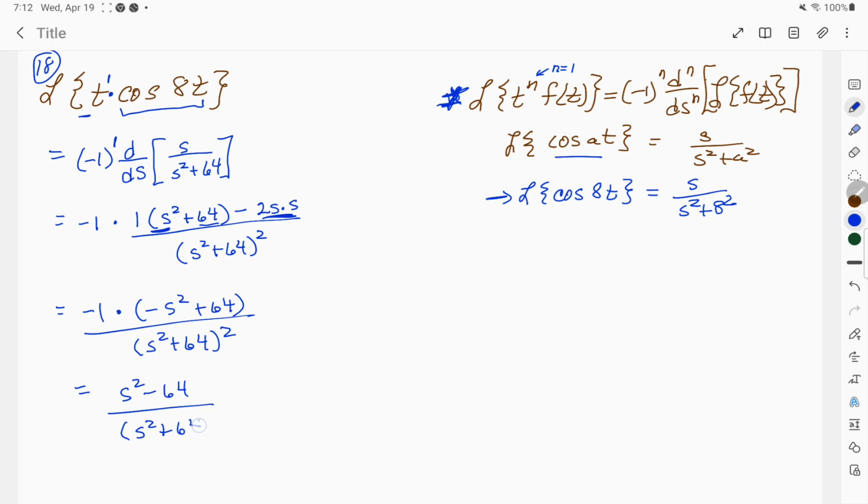And here's our answer. This looks like it might reduce, but it does not. S squared minus 64 has factors of s minus 8 and s plus 8. S squared plus 64 does not factor. And so this is our answer.